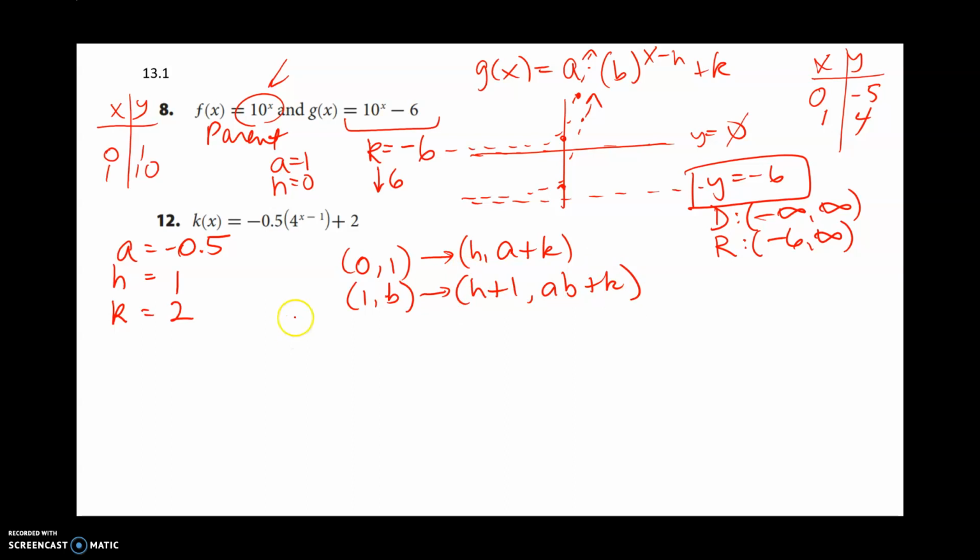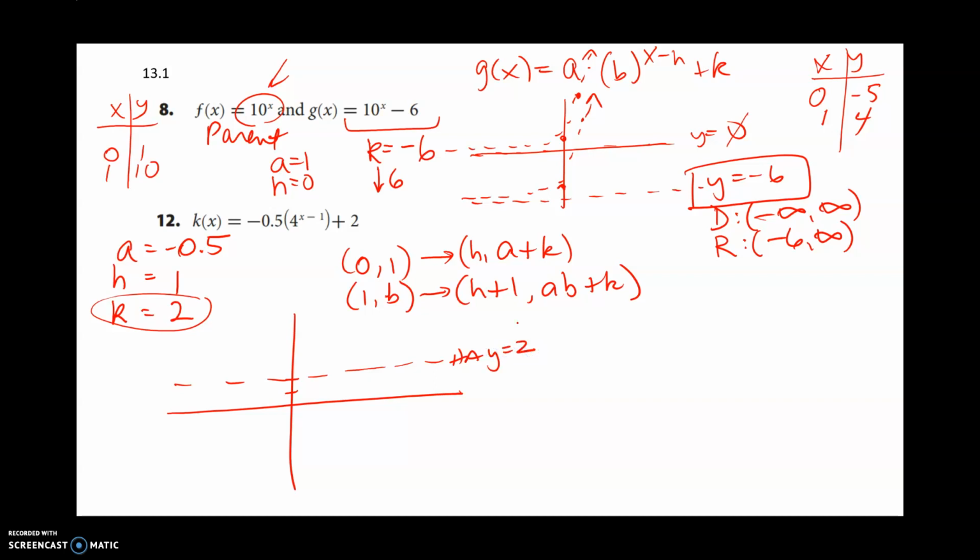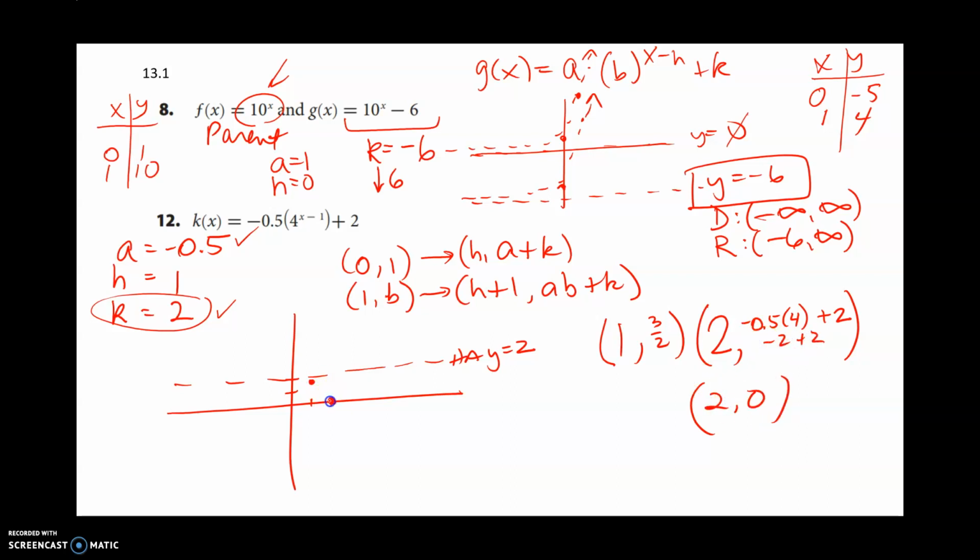So let's calculate and draw. I know that my asymptote is y equals 2 because k equals 2. So this is my horizontal asymptote. All right, my first reference point is h, a plus k. -0.5 plus 2 is 1.5 or 3/2. So 1, 3/2 right there. My second reference point is h plus 1, and then it's a times b plus k, which is -2 plus 2. So my second reference point is 2, 0.